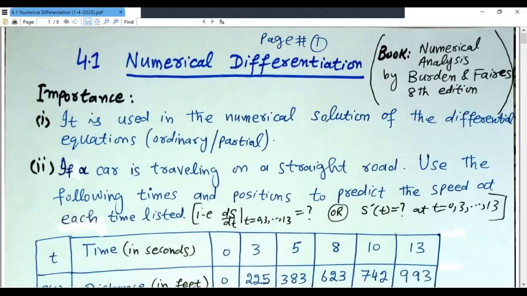Hello everybody, welcome to this lecture which is about numerical differentiation. I will use the book of numerical analysis by Burden and Faires, 8th edition.